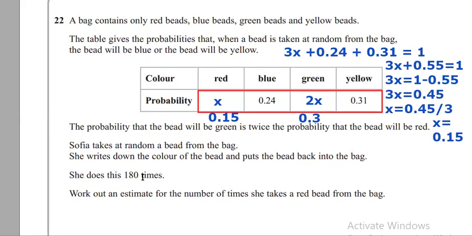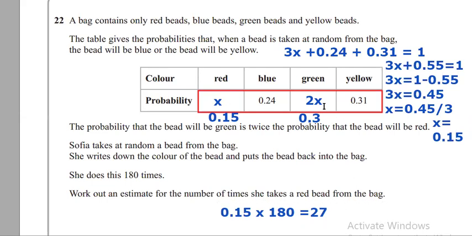She does this 180 times. Work out an estimate for the number of times that she takes a red bead from the bag. So the first thing we do is what? We take the probability of red, which is 0.15, because we're talking about red beads. So we take the probability of red and multiply it by the number of times, which is 180, and we will get the answer. So 0.15 times 180, and the answer is 27. And this is how I answer a question like this.